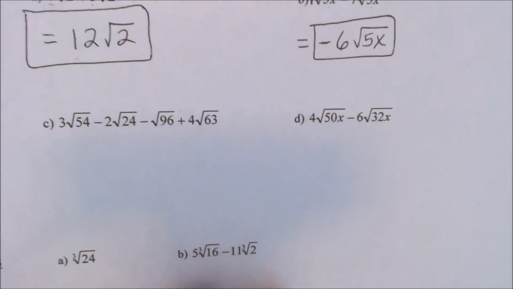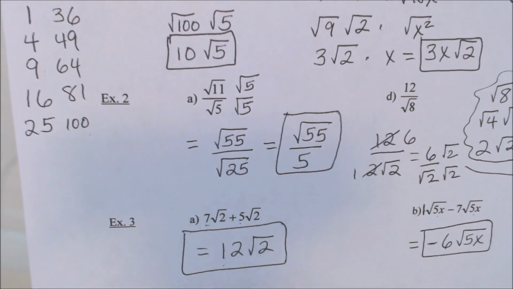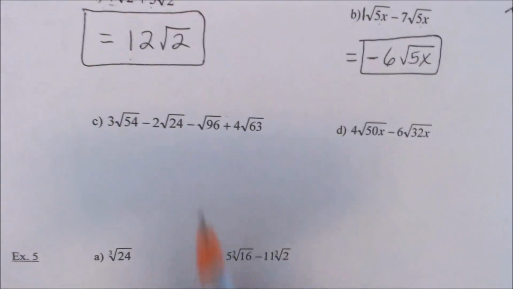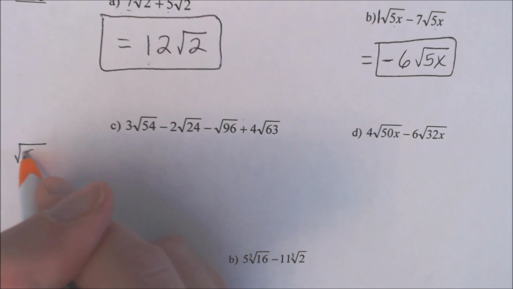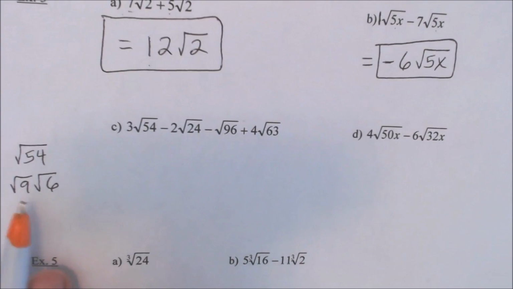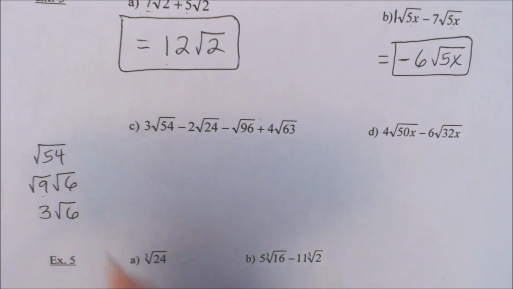So 54, is there anything in our list of perfect squares that goes into 54? And hopefully you see that that would be 9. So I'm going to come over here and write the square root of 54 as the square root of 9 times the square root of 6, because 9 times 6 is 54. So the square root of 9 breaks down into 3 times the square root of 6.